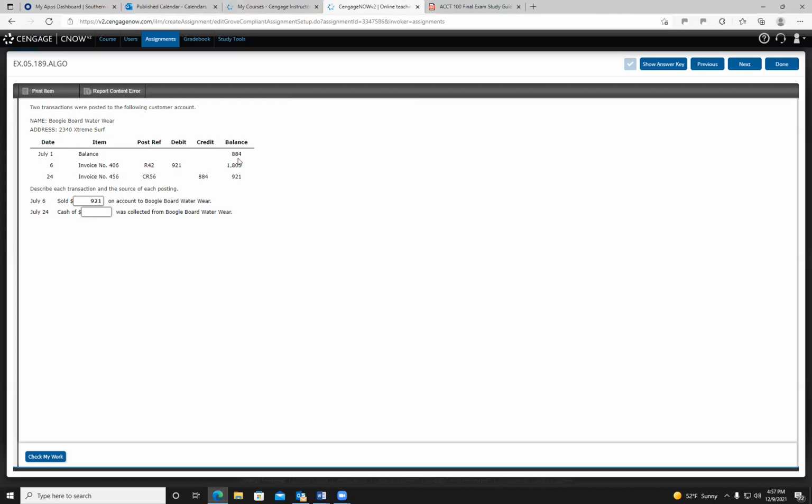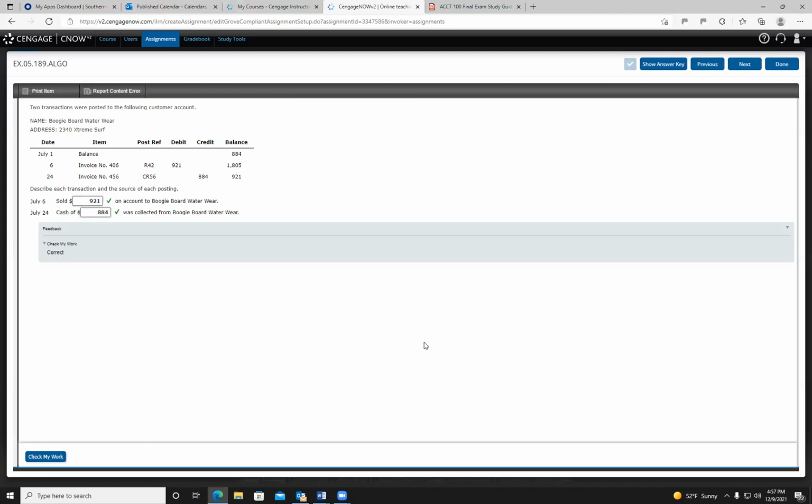If you look up here, we had a beginning balance of 884. So what this tells me is on July 24th, Boogie Board Waterware made a payment to pay off the balance they had with us prior to July 1st. So on July 24th, cash of $884 was collected from Boogie Board Waterware. We just come here and check our work. There we go. That's all this problem is talking about.